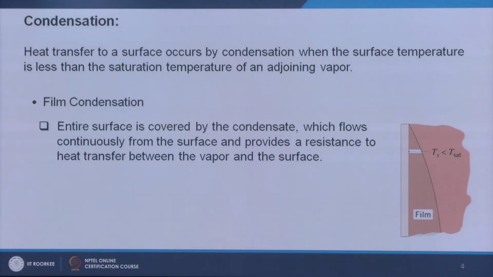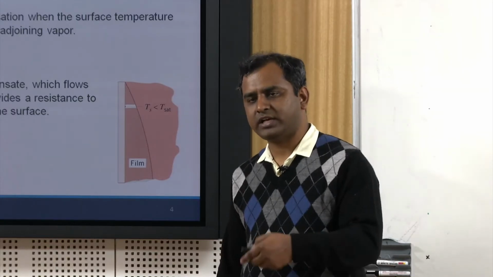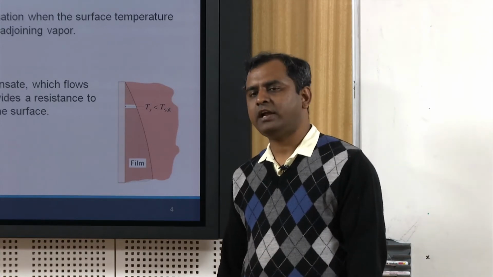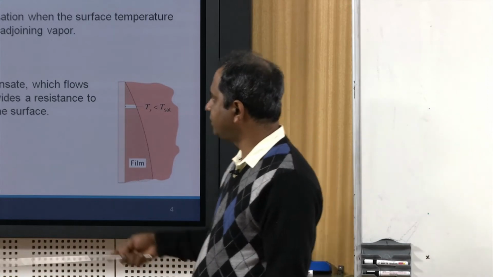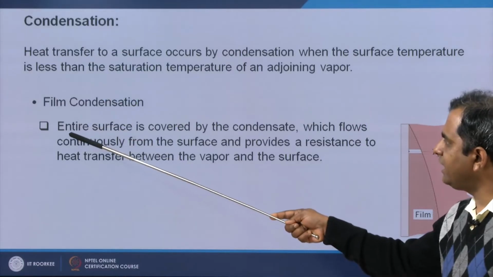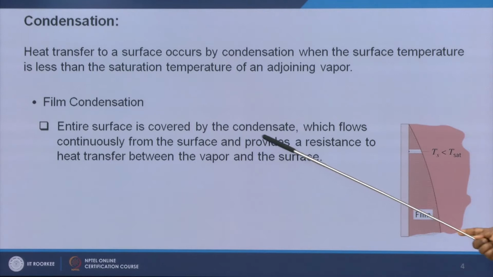Next, as I have mentioned, we have two modes of condensation: one where a film is produced, and one where particular droplets of liquid can be seen. Those are filmwise condensation and dropwise condensation. First, let me discuss filmwise condensation. Film condensation is nothing but the case where the entire surface is covered by condensate.